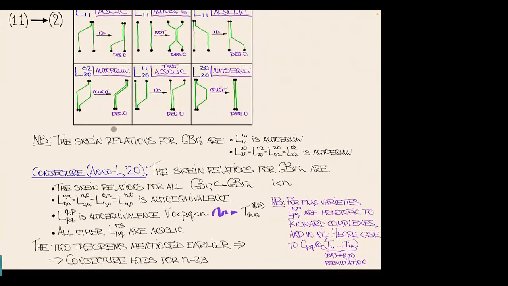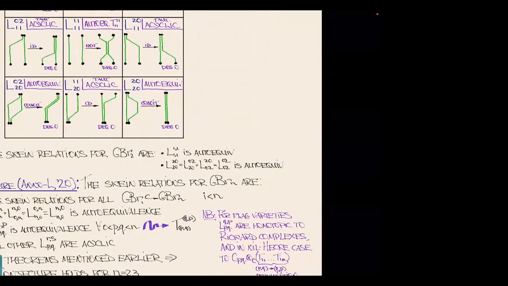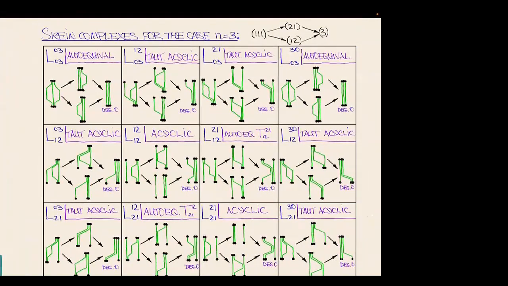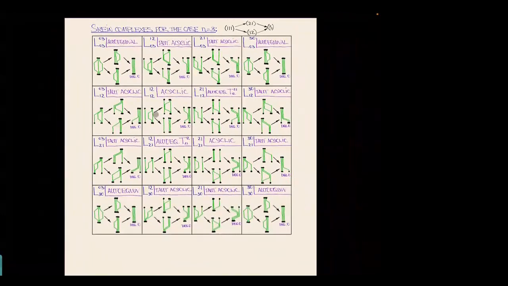The two theorems we mentioned earlier tell us the conjecture holds for n equals 2 and 3. So finally, this is what the picture looks like in the case of n equals 3. This is the picture of all Skein complexes which exist. Once again, in each corner we have the same complex, which defines the Rouquier twist autoequivalence of the category at the bottom, category 3. The sides are acyclic. And on the interior diagonal, we have autoequivalences.